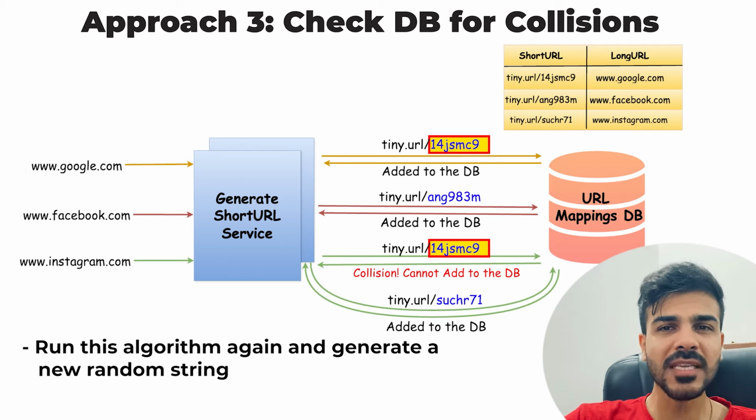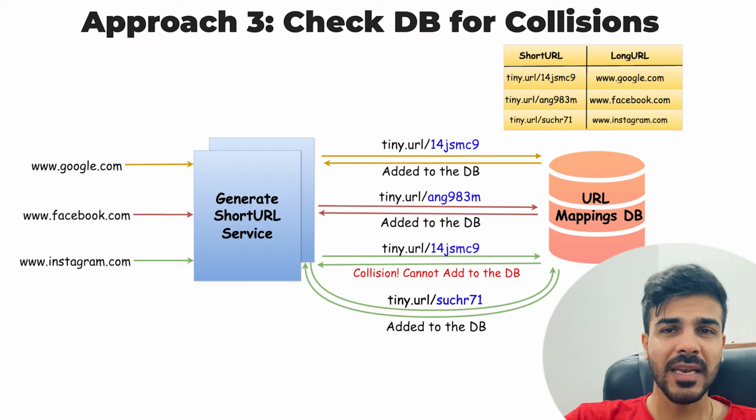So we need to run this algorithm again and generate a new random string. Let's say SUCHR71 this time. Now this doesn't collide. We just add this new mapping to the database.